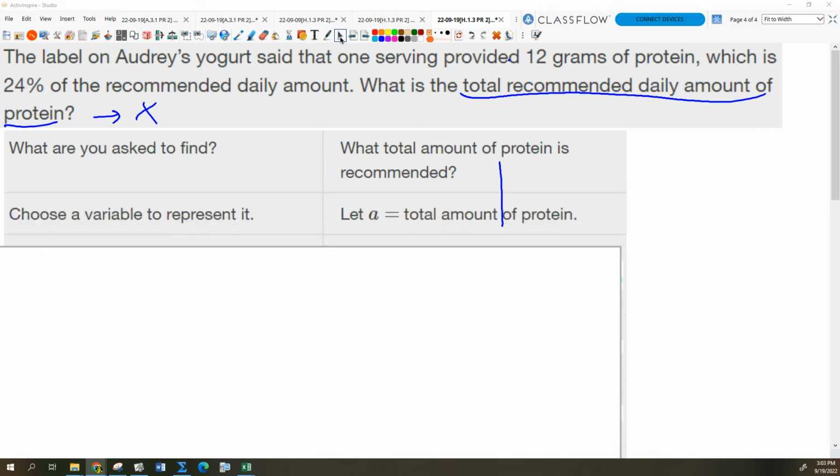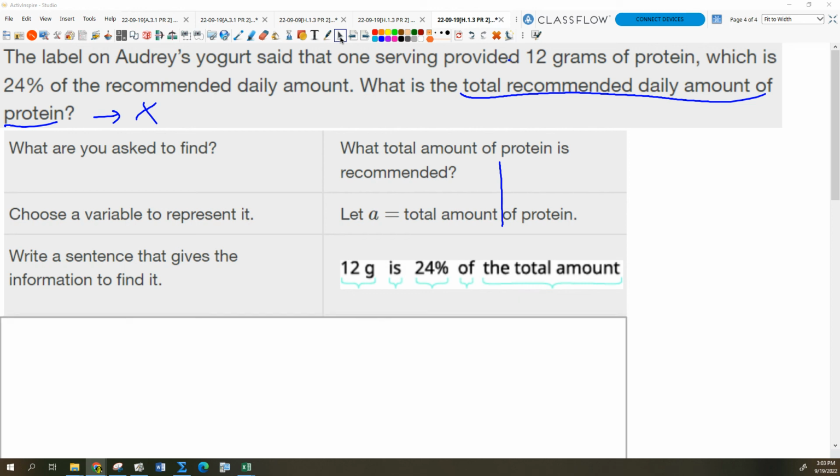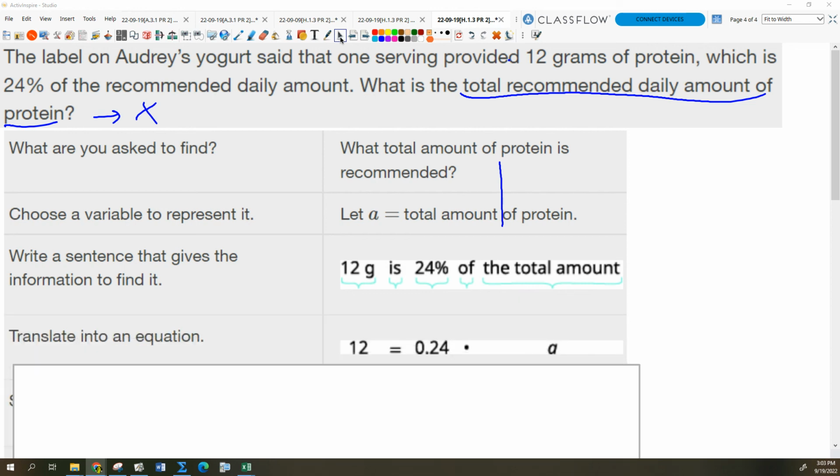They called it A for total amount. We called it x, total amount of protein. So write a sentence to summarize that, which gives us the information: 12 grams is 24% of total amount. That's stuff we know what to do with. 12 equals 0.24 times our unknown total amount. So there's our equation. It's an easy one to solve.